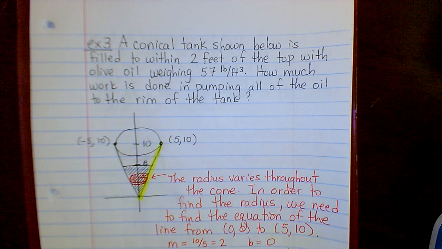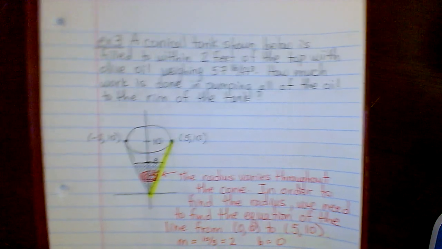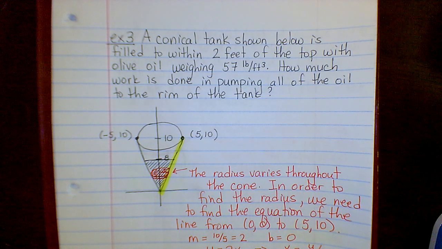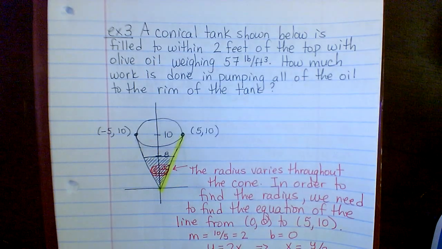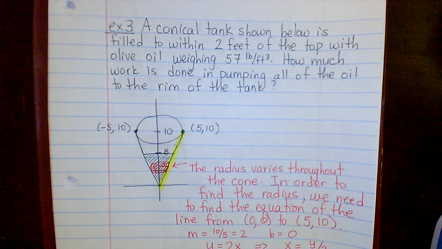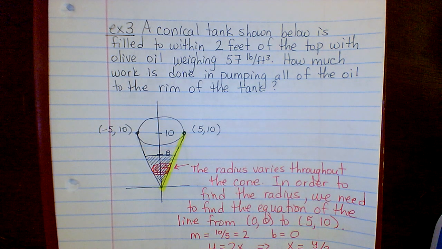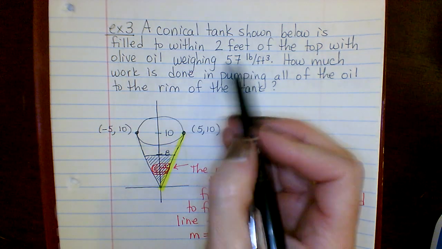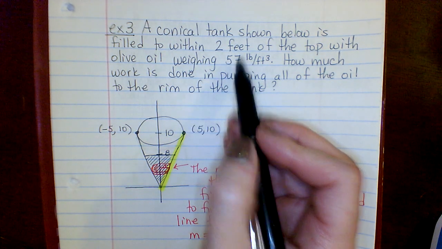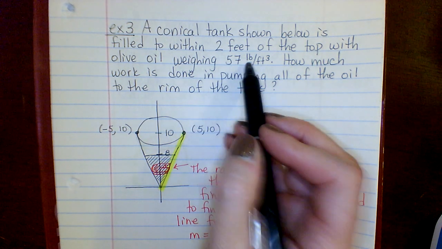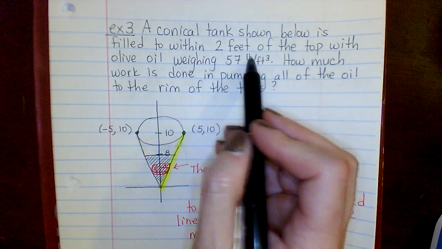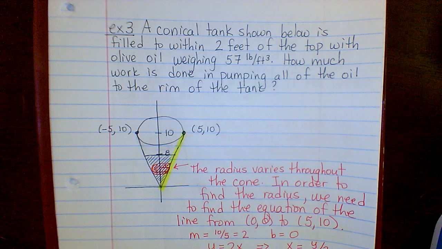All right, speaking of conical shaped stuff, let's look at a conical shaped tank. So it's a tank that's shaped like a cone. It's filled to within 2 feet of the top with olive oil that weighs 57 pounds per cubic foot. So that's what we call the weight density of olive oil. So that's how much a cubic foot, that volume of olive oil, that particular volume, 1 cubic foot, weighs: 57 pounds. How much work's done in pumping all of the oil to the rim of the tank?